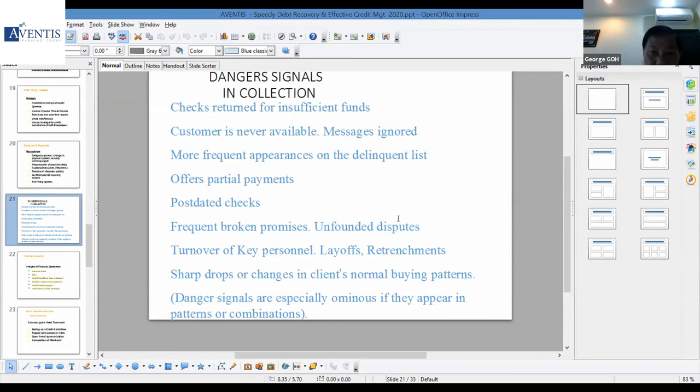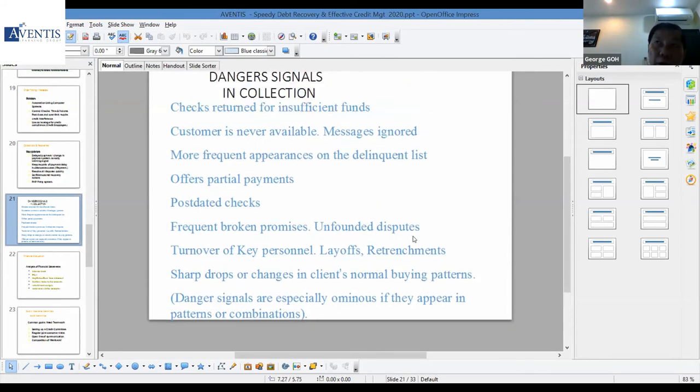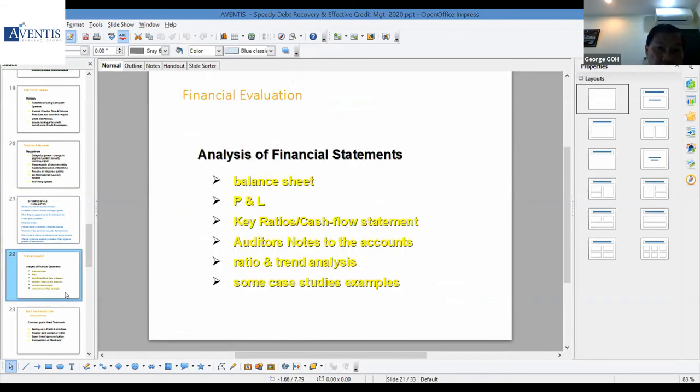So this is an example of the key people with that. That finance manager did me a good favor, telling me, see, all these are important things. You must always be on your toes, manage the debt. We call it credit management. Then the next danger is of course the buying pattern, sharp drops or changes in clients' buying behavior. These will be shared in the process. Then of course the next one, analysis of balance sheet, we'll go through all this.